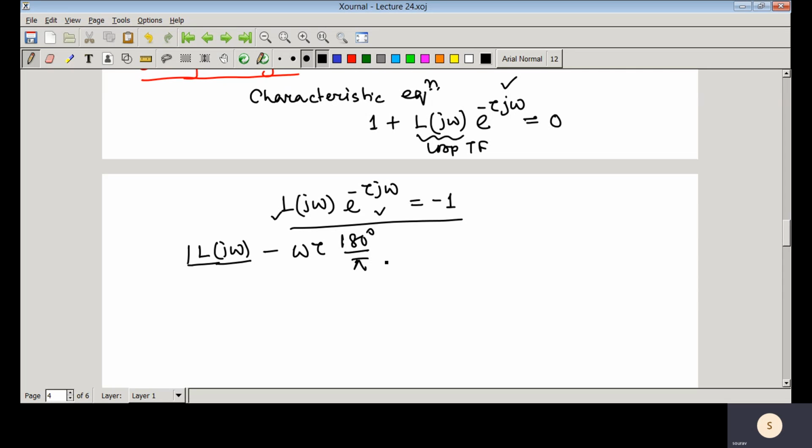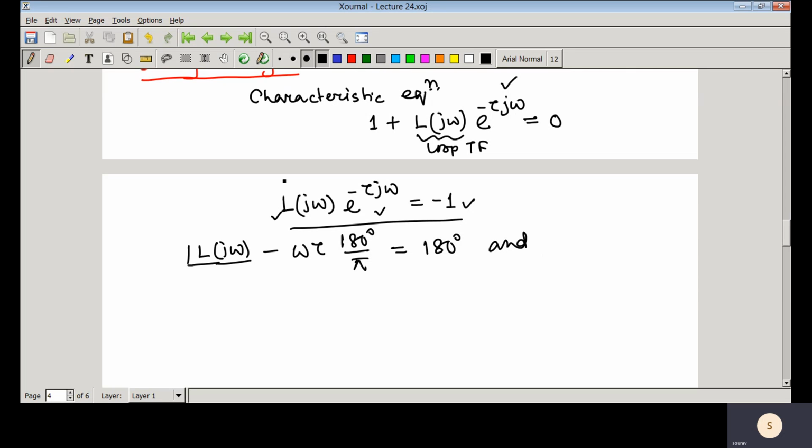So this is the phase contribution. If we take cos of omega tau plus j sine of omega tau minus j sine of omega tau, and take the tan inverse of that, it would be omega tau in radian. Here I have written it in degree, so I have multiplied with 180 degree by pi, and as it is minus 1, it is 180 degree. So this is the phase relation.